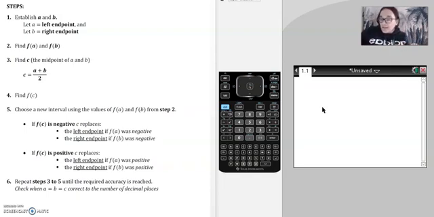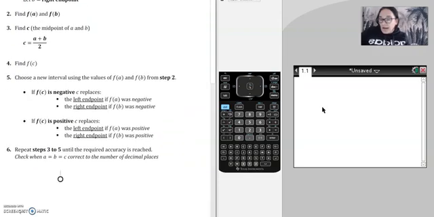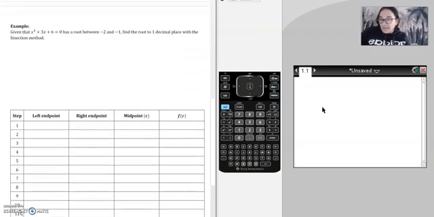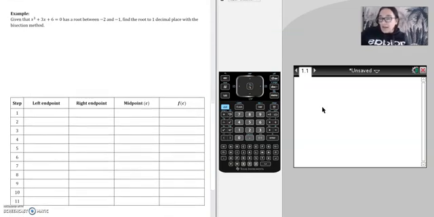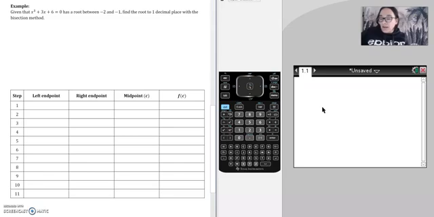So I do have an example, so I'm just going to scroll down a little bit so we can actually see it. Okay, so here's an example of a question, and you'll notice that I do have a table set up. The table is there to help with the working out process. Given that x cubed plus 3x plus 6 equals 0 has a root between -2 and -1, find the root to one decimal place with the bisection method.